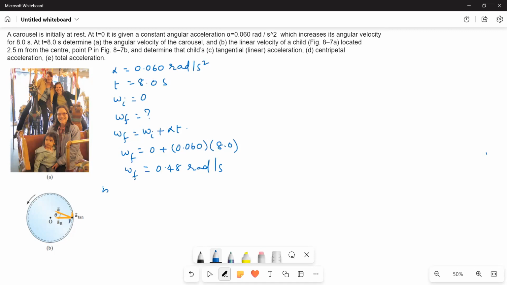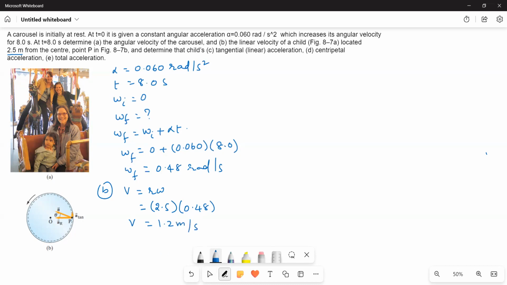Then the second bit, B: determine the linear velocity of the child. Linear velocity is v equals r omega. R is given to us as 2.5 meters from the center, and omega we found out now as 0.48. Therefore, v is equal to 1.2 meters per second.